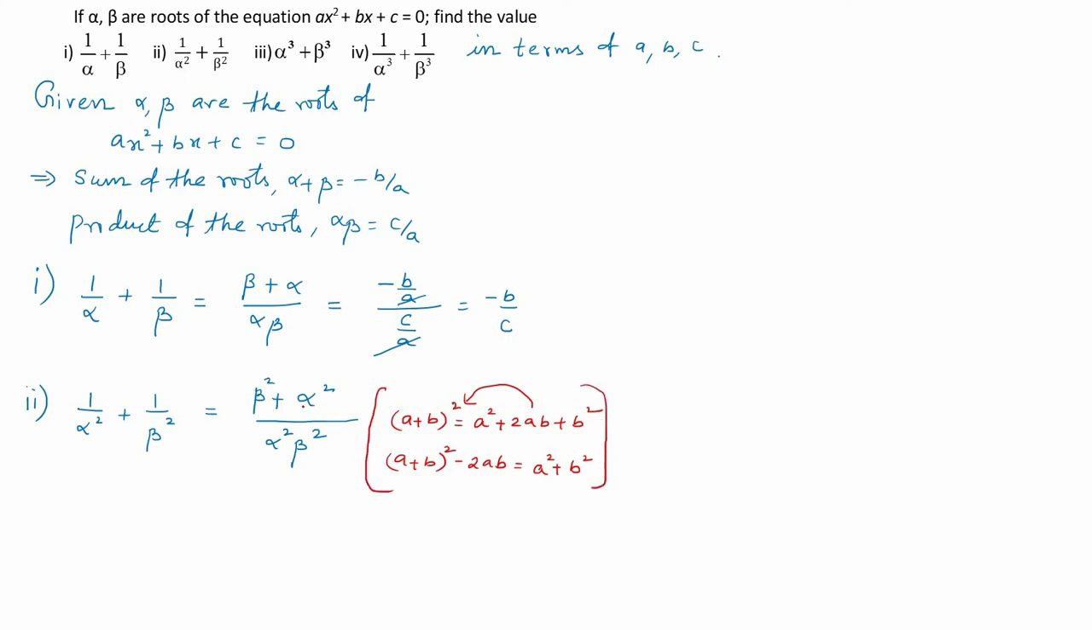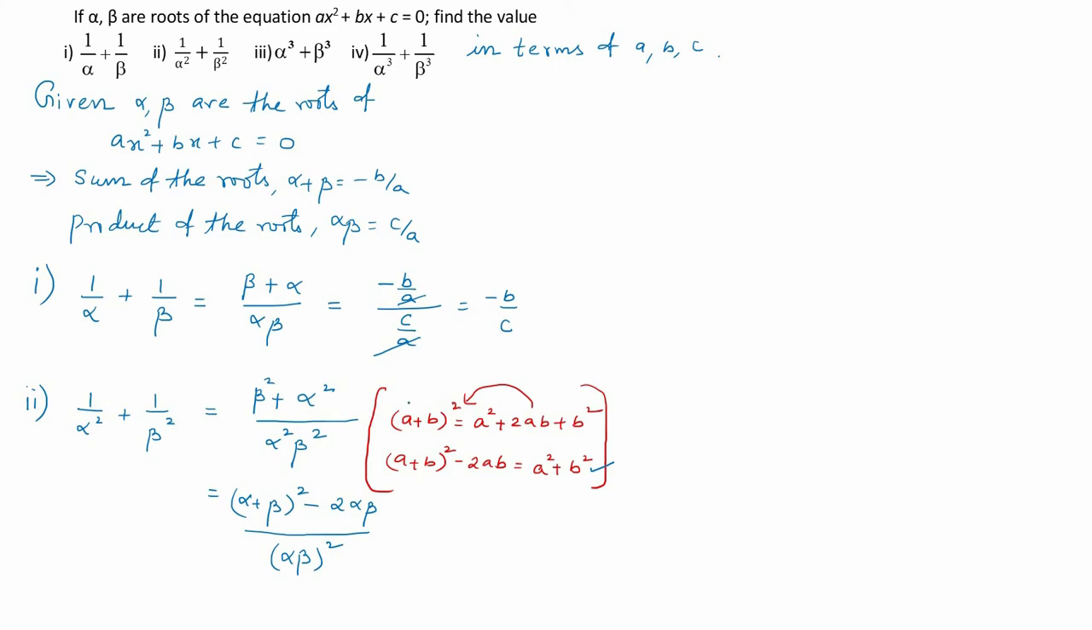This is the numerator, α² + β². The numerator is in the form of a² + b², so we can replace a² + b² and write (a + b)² − 2ab. In the denominator, we write αβ, and commonly we write the square outside. So the numerator is α² + β², and using this form a² + b², we can write (a + b)² − 2ab. In the denominator we are writing the square commonly outside.